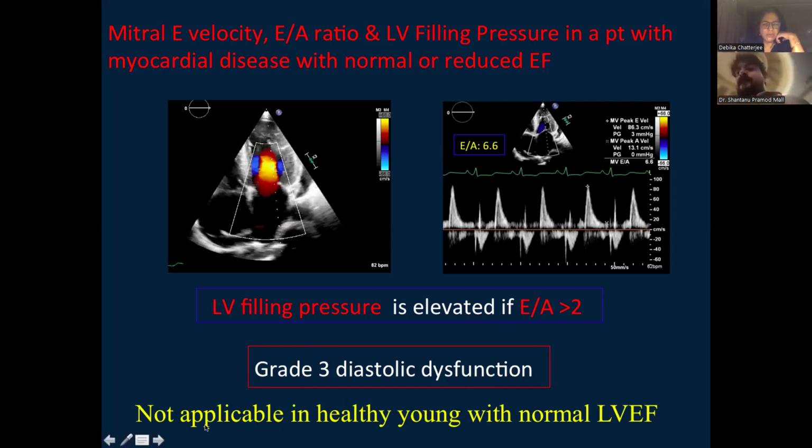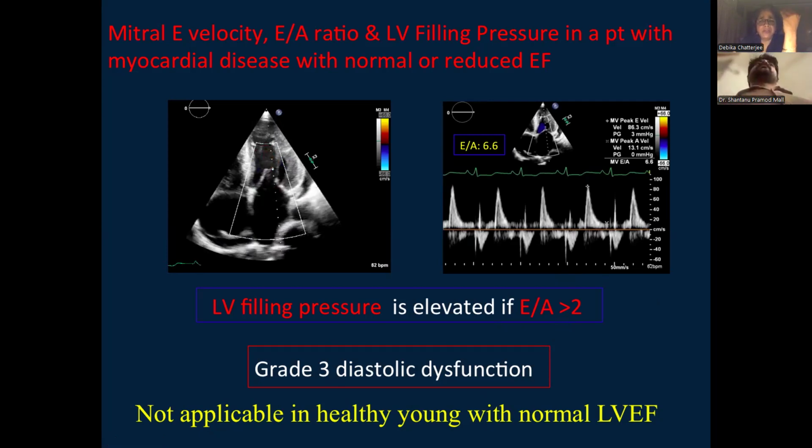As I have already told you, this is not applicable in a healthy young individual with normal myocardium, normal EF. So E/A ratio, if more than 2, in a patient with myocardial disease with normal or reduced EF, indicates that LV filling pressure is raised and the patient is in grade 3 diastolic dysfunction or restrictive filling pattern.